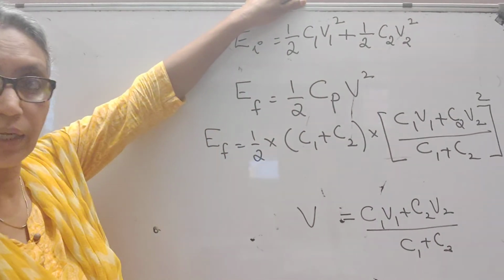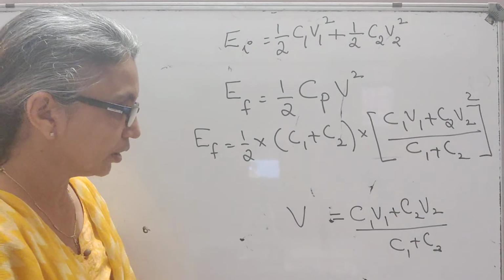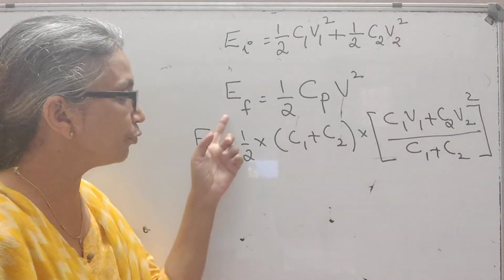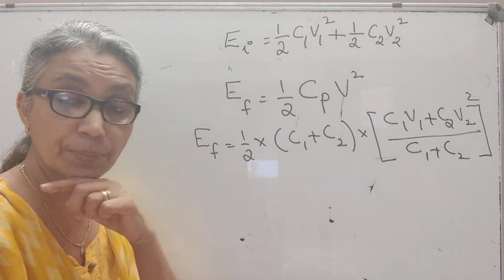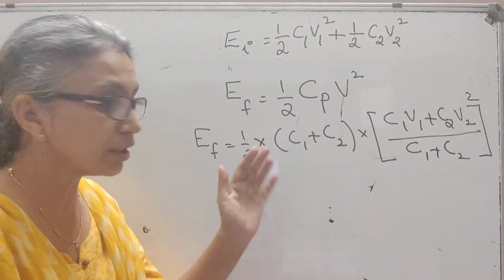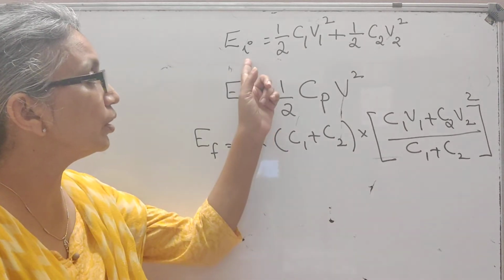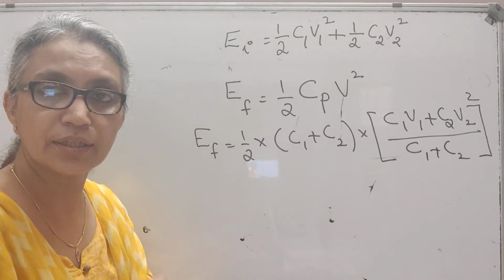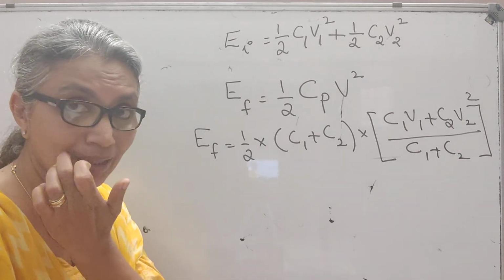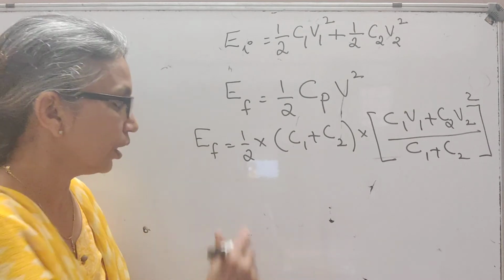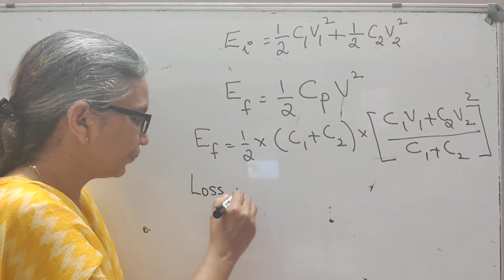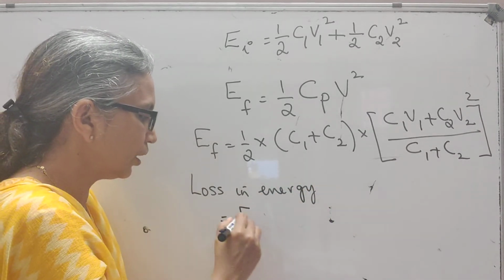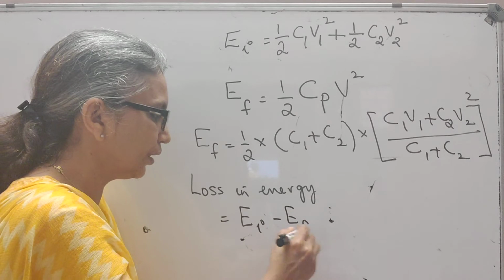Now the loss in energy is, obviously, the initial energy is larger than the final energy, because I told you when the two capacitors are connected in parallel, they start to share charges. So E initial should be greater than E final, because while they share the charges, there is current flowing through the connection wire, and there will be loss of energy in the form of heat. So the loss in energy when they are connected in parallel will be E initial minus E final.